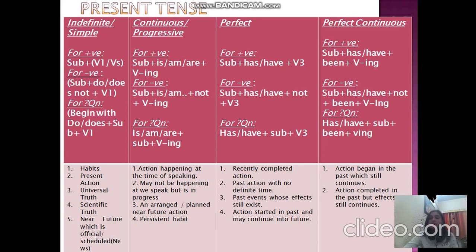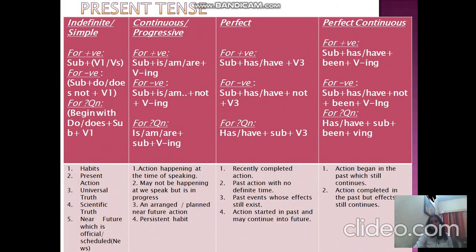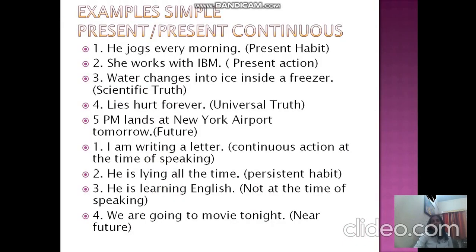So that's how perfect and perfect continuous are somewhat similar. Okay, so let's see some examples of present tenses, all the 4 kinds of present tenses: indefinite, continuous, perfect and perfect continuous. Let's start with the simple present examples. He jogs every morning. In this case, we are talking about the present habit, that he has a habit of jogging in the morning, right? So he jogs, simple present.